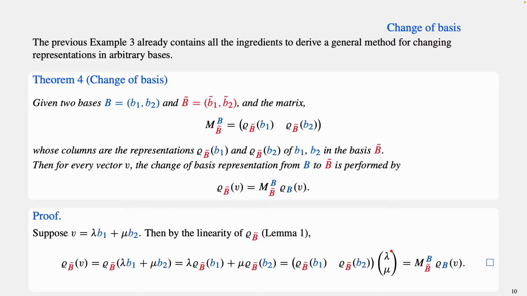And the vector lambda, mu is, because v is lambda b1 plus mu b2, just rho B of v, that is v represented in the basis B. And that proves our change of basis formula.